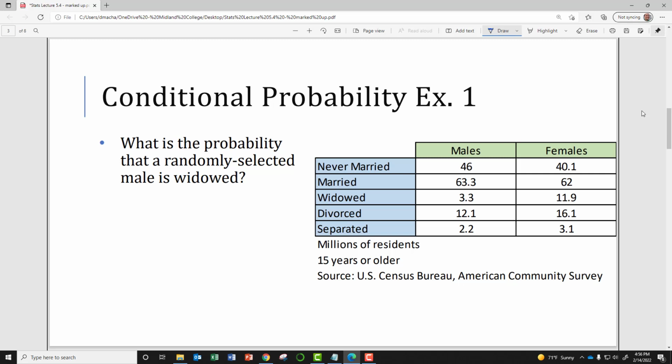So here's our question. What is the probability that a randomly selected male is widowed? And I'm bringing back this contingency table. I think I've used this in a previous lesson as well. The columns represent male and female, and the rows represent different marital statuses according to the U.S. Census. And we're asking, what's the probability that a randomly selected male is widowed?